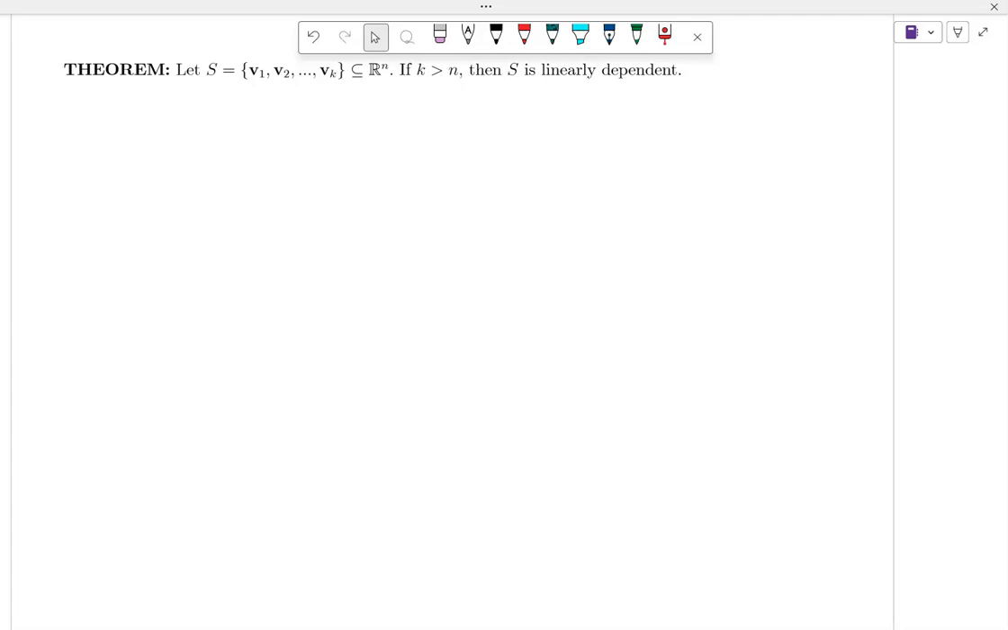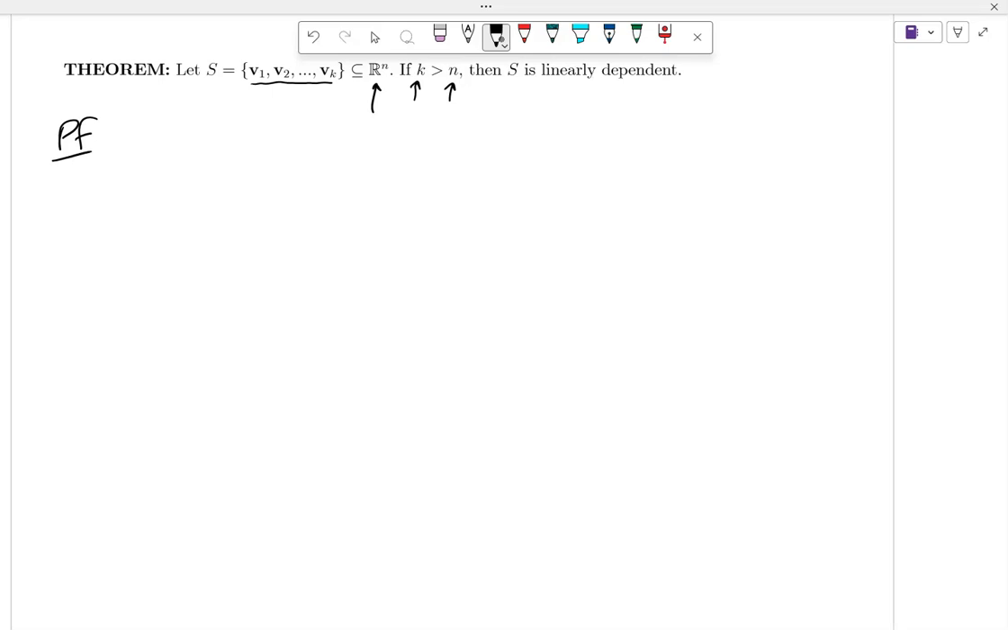Okay. So what happens here? If you were to put those vectors in as columns, how many columns would you have? K. How many rows would you have? N. If your vectors are in Rn, you'll have n rows, right? Because you're going to write the vectors vertically. If you have more columns than you have rows, can you get a pivot in every column? No. So it has to be linearly dependent. That's the idea. Okay. Well, let's see if we can write it out nicely as a proof here.